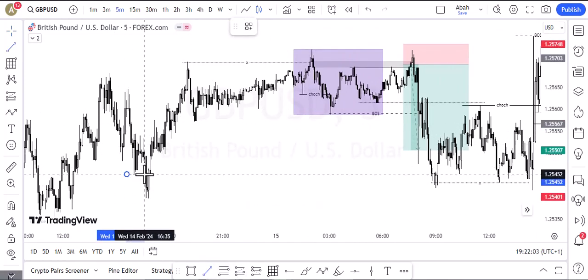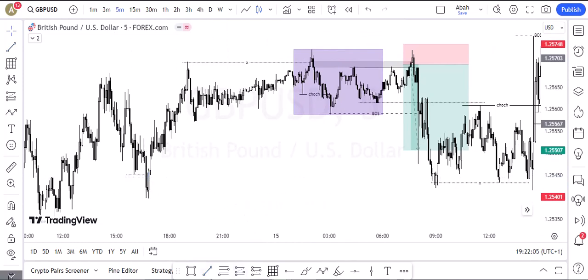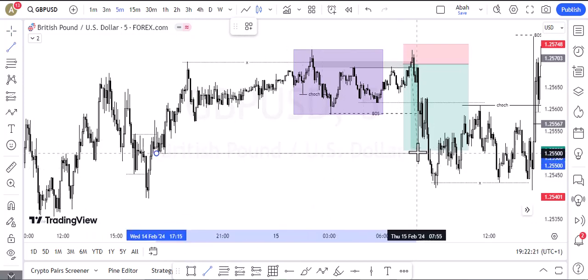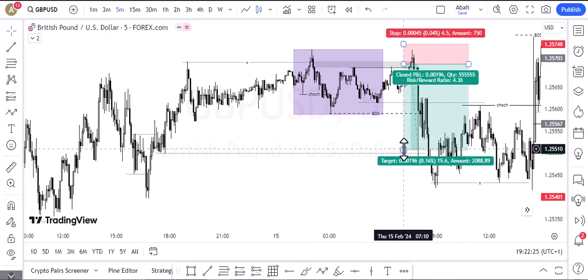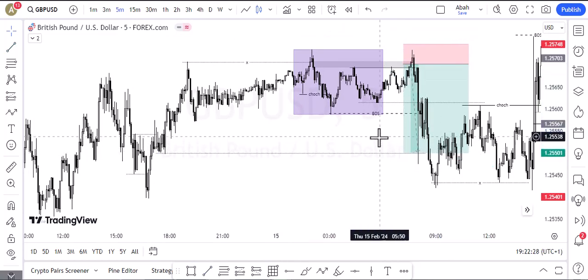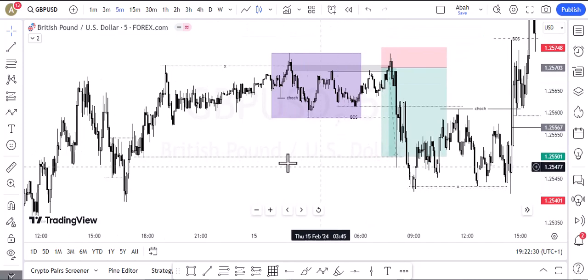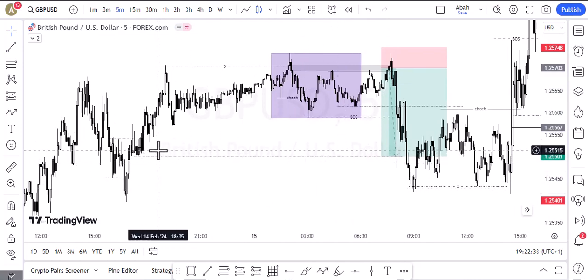If you look at it, we have our sweep of liquidity here, and then we have our break of structure. After having this break of structure, what did the price do? Price gave us another break of structure here, creating an inducement for me. Can you see it? That's why my target is here. It's shifted. You see, after creating an inducement for me, this was my target.